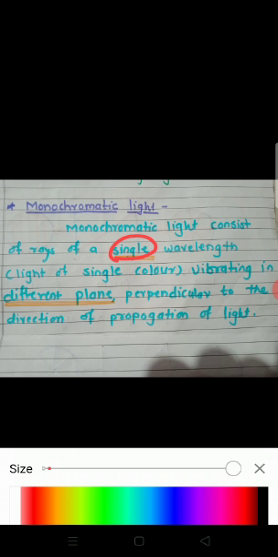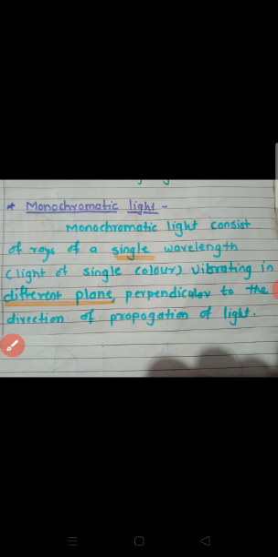The definition of monochromatic light, see again, monochromatic light consists of rays of single wavelength. Wavelength means the color. Single wavelength means single color, vibrating in different plane perpendicular to the direction of propagation of light. These are the 2 points, ordinary light and monochromatic light.